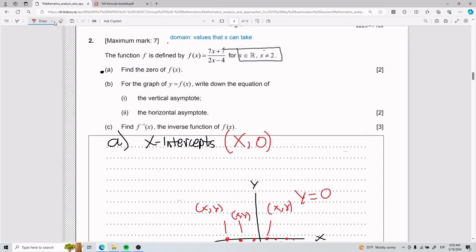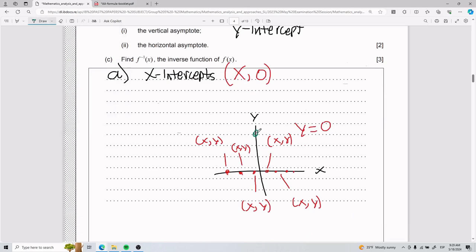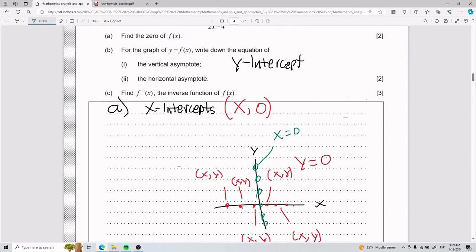On that note, if you ever need to find a y-intercept, it's the same thing but the other way around. Notice how all of these points have in common that their x equals 0. And so for the y-intercept, you will be plugging in 0 comma y. So your y-intercept is basically 0 comma something, while your x-intercept is something comma 0.